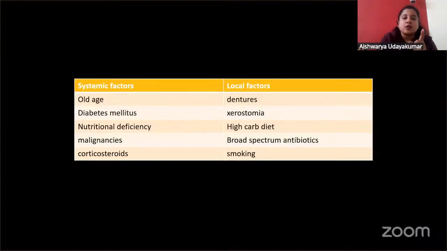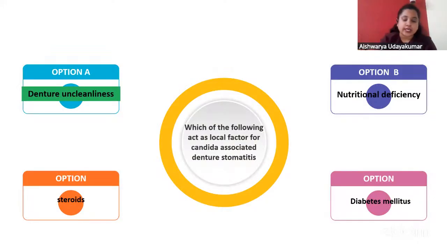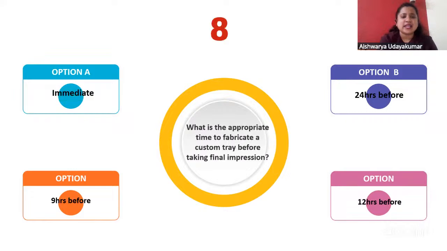Now here is the box I have provided you for systemic factors and local factors. This, kids, you have to repeat in your mind so that suddenly when certain things come, you understand that, okay, this is the local factor. Here, dentures, meaning in dentures, what all comes? The denture cleanliness, the health of the denture is affected. So that is a local factor. So again, the answer is denture uncleanliness.